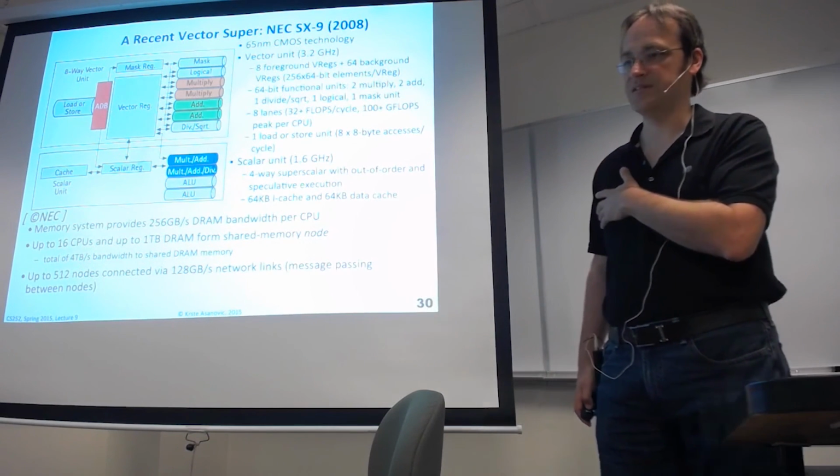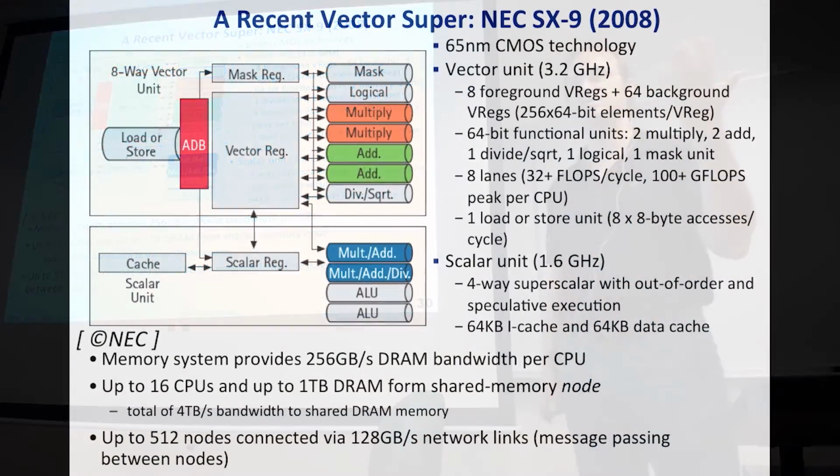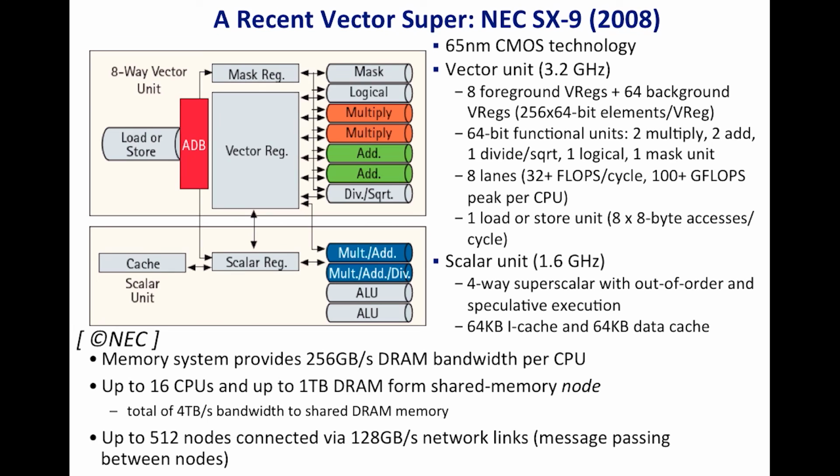Just to finish off, this is an example of a modern vector supercomputer. People still make these. There are still applications where these are much, much faster than scalar machines. It's a relatively old one. There's a new one that just came out like last year, the SX-Ace. So NEC continued to build these. Just to give you an example of the performance of these things.